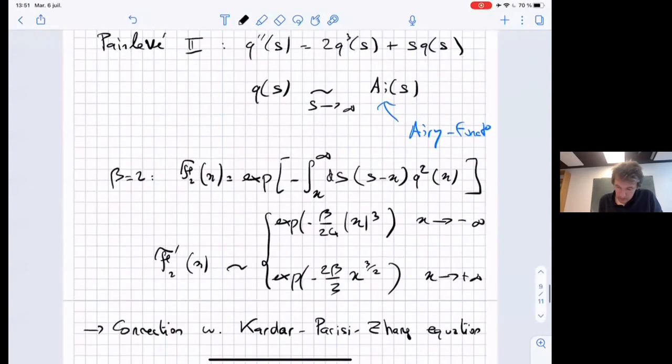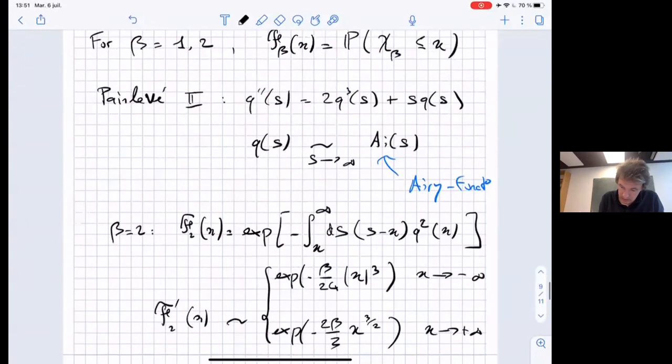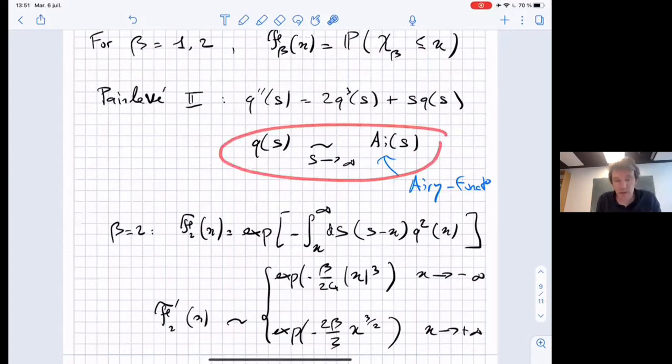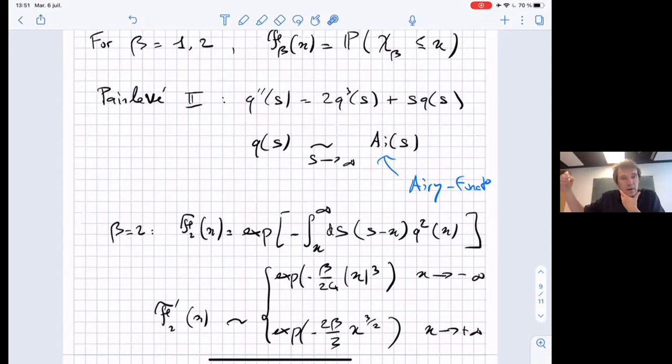Okay, Tridip, sorry. So that's the boundary condition. The question is, what's the condition on the Painlevé? It turns out that it is fully specified if you specify the behavior at plus infinity. It's a second-order differential equation, so you would need two boundary conditions, but you can actually show that only specifying this is enough in this case.